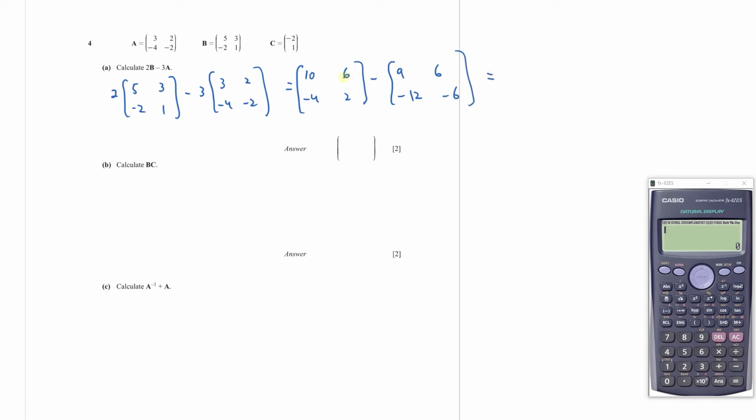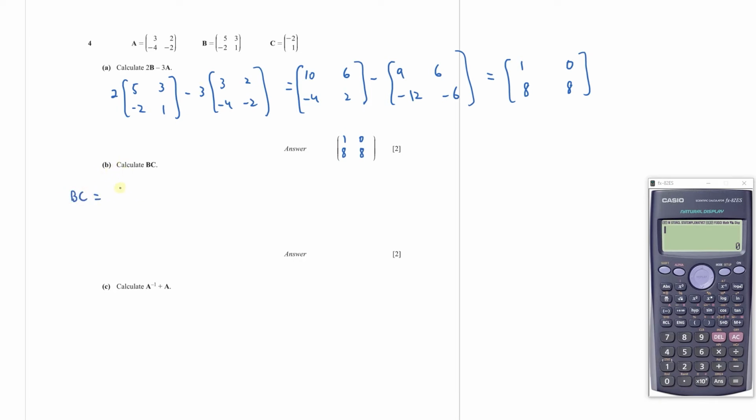And then I can subtract the corresponding numbers. So 10 minus 9 will be 1, 6 minus 6 will be 0, minus 4 plus 12 will be 8, and then 2 plus 2 minus and minus will become plus, so 2 plus 6 will be 8. So the answer will be 1, 0, 8, 8. Part B is calculate BC.